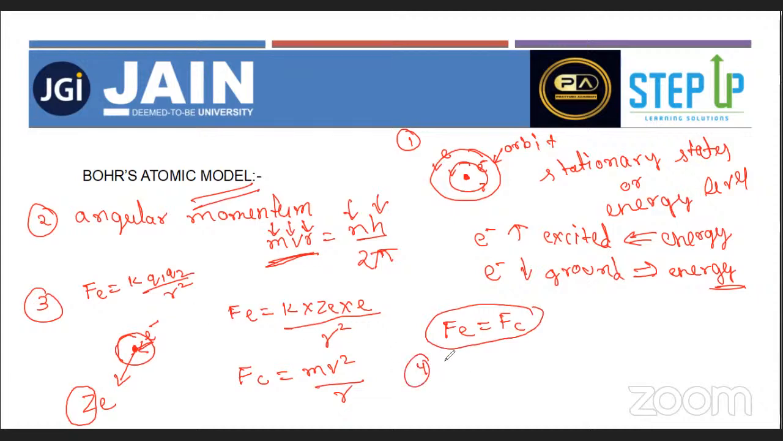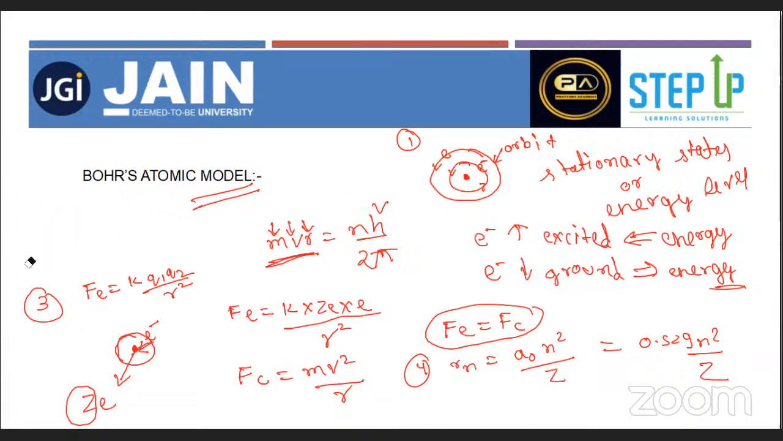So the fourth point is, the radii for the stationary orbit is given by a0 n square by z, where a0 is the radius, that is the distance of the first orbit. We can also write it in the form of 0.529 n square upon z. This is also possible. You need to know both the formulas so that they can ask.